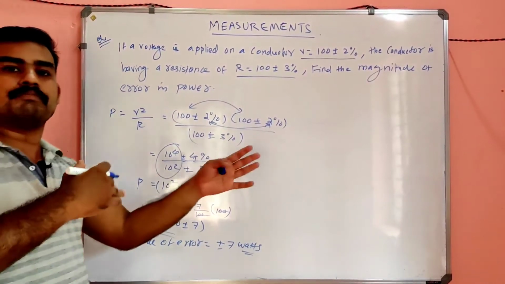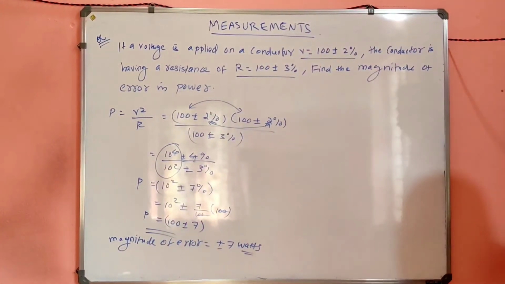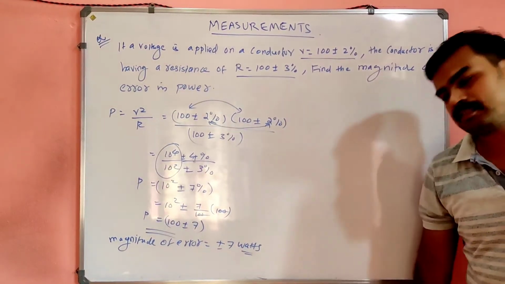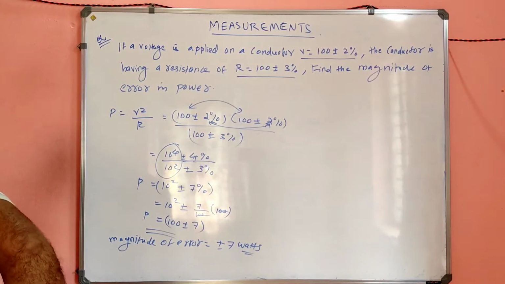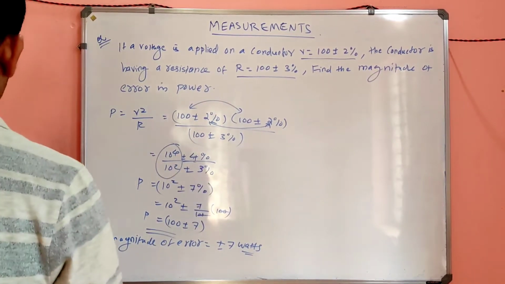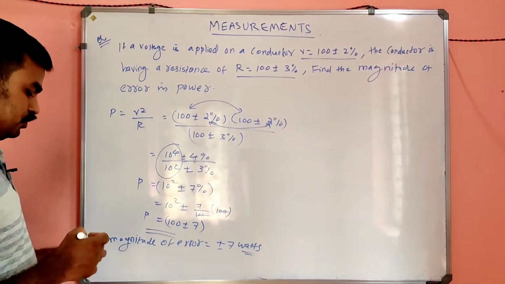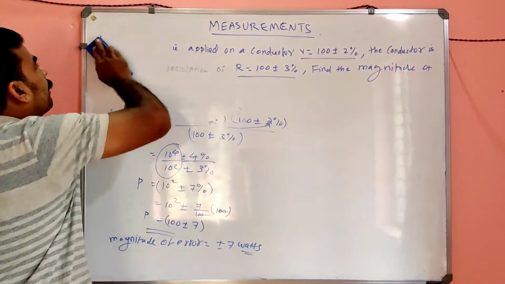Plus or minus 7 watts may be varying from 100, 100 plus 7 or 100 minus 7. Both can be added. So the magnitude of error will be simply plus or minus 7 watts. Is it clear, my dears? Okay. So that's all for that question. Is it clear?